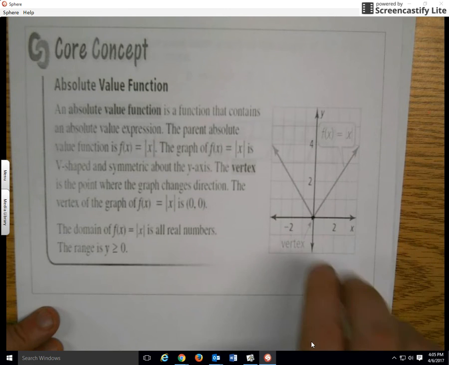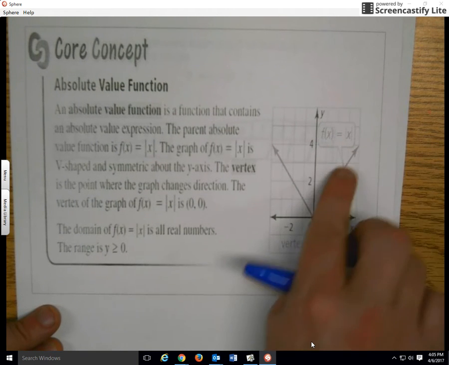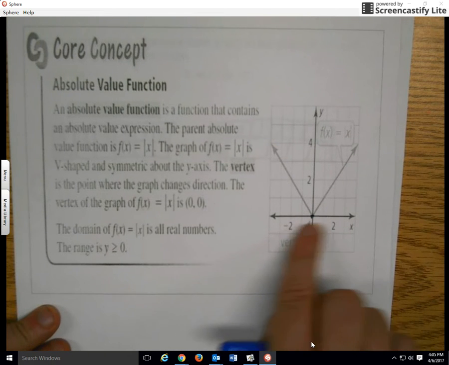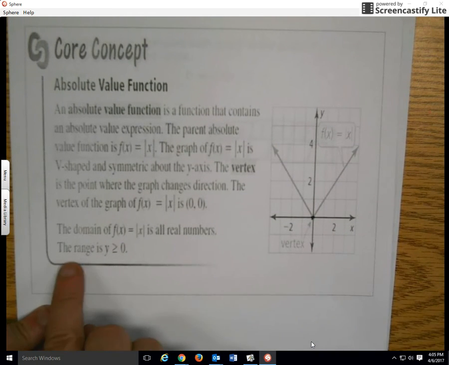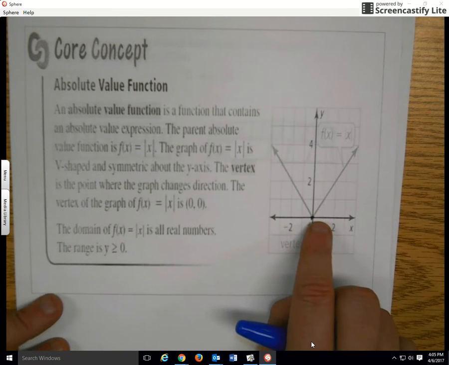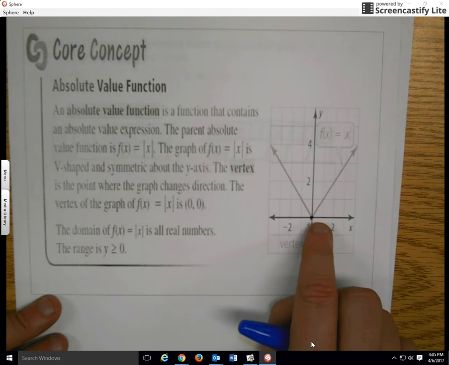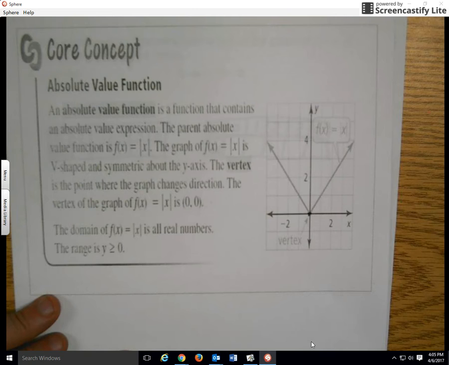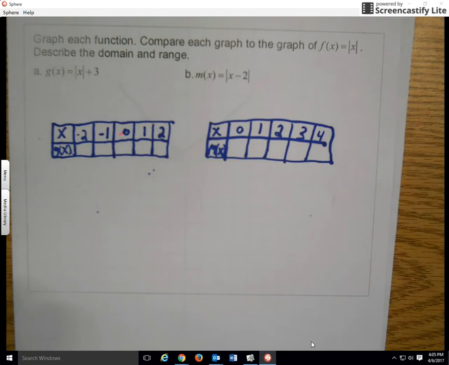And then the domain of f of x equals the absolute value of x is all real numbers. So if you think about it, every number, because of these arrows, is included. And the range, well, the range is not every number because there's no negative numbers. So the range is that y is greater than or equal to 0. As far as the range goes, it's going up, but it's not going down. All right.